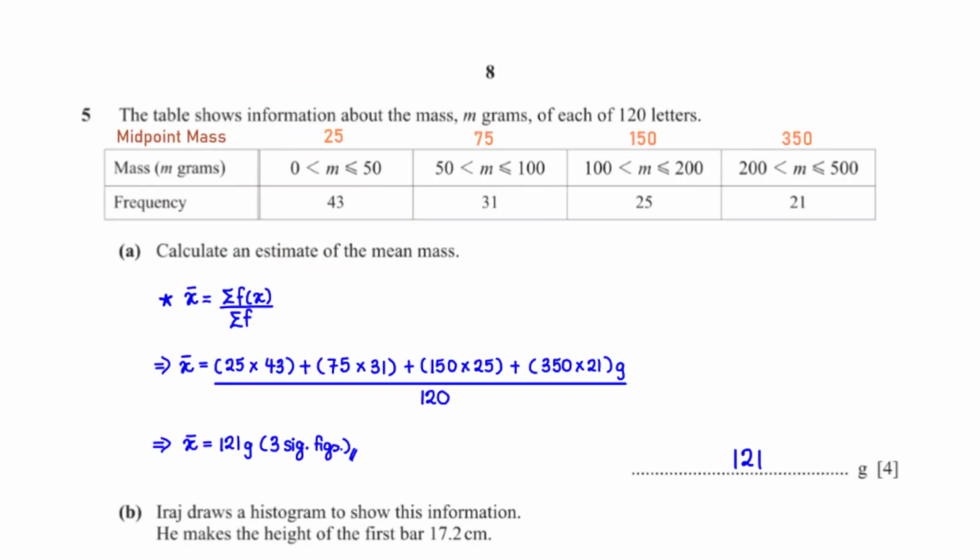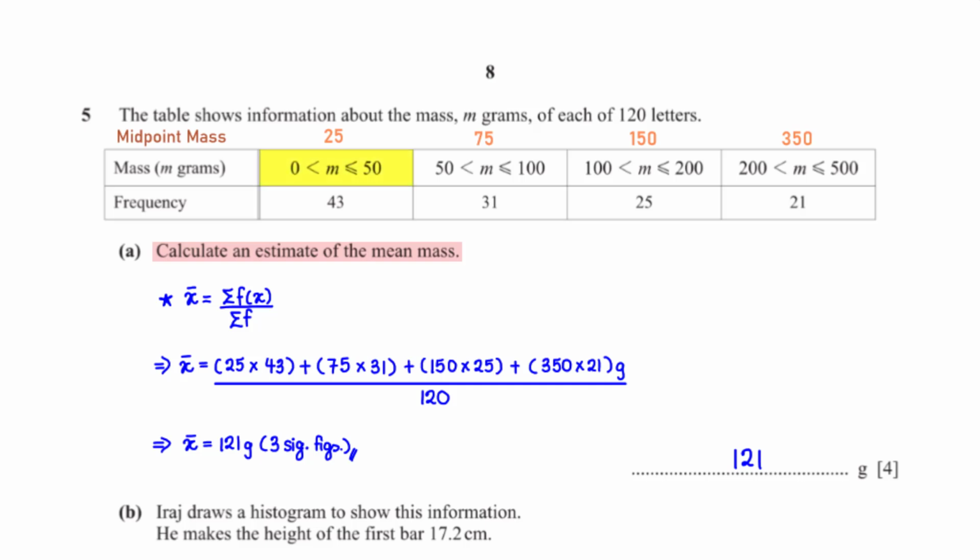The table shows information about the mass, m grams of each of 120 letters. Calculate an estimate of the mean mass. The mean is equal to sigma f of x, which represents the total mass of all the letters, divided by sigma f, which is the total number of letters. Before getting sigma f of x, we need to find the midpoint mass for each of the mass intervals.